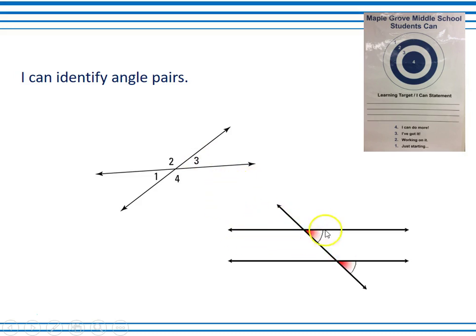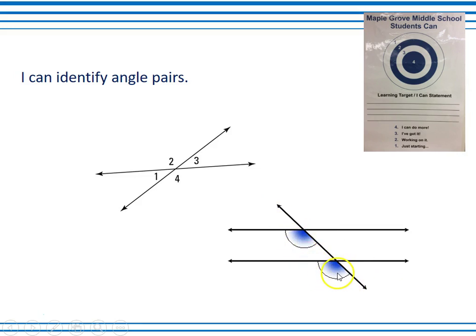Here you see two parallel lines and an intersecting line. When you have two parallel lines, and you remember parallel means that lines go on to infinity and beyond in both directions, and even though they do, they will never cross. They're the same distance apart. So if we have two parallel lines with an intersecting line, we have angle pairs as well.